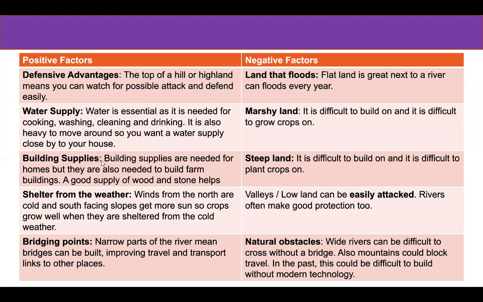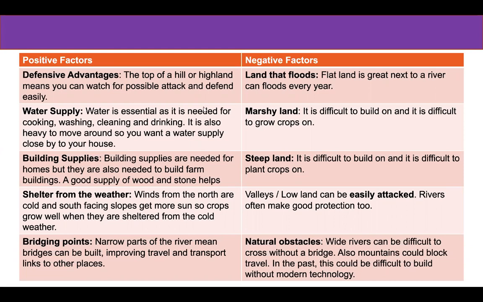Building supplies. People needed to be close to wood and stone to help build houses and develop them into small villages. Shelter from the weather. You didn't want to be out in the open where the wind was really strong, but you also needed a location where the sun could get to the crops so that they would grow well. And bridging points. Narrow parts of the river mean that bridges can be built, which could improve transport. If you're at parts where the river is too deep and too wide, it's difficult to cross over.